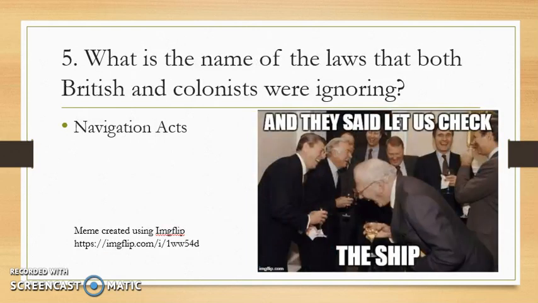So number 5 is, what is the name of the laws that both British and the colonists were ignoring? Navigation Acts. The Navigation Act said you have to put your stuff on a British ship.